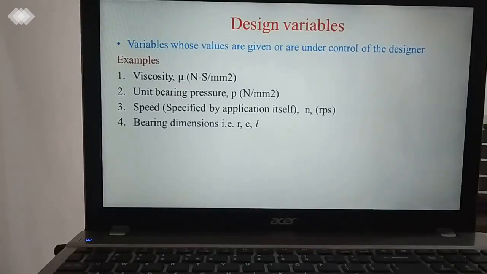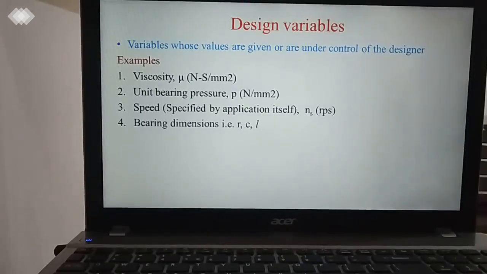For example, viscosity mu, in Newton second per mm square, is under the control of the designer. Then unit of bearing pressure P, in Newton per mm square, is again under the control of the designer. Then speed, which depends on the application, in RPS. Then bearing dimensions like radius of journal, clearance, and length of bearing. These are the parameters which are under the control of the designer, so these are called design variables.